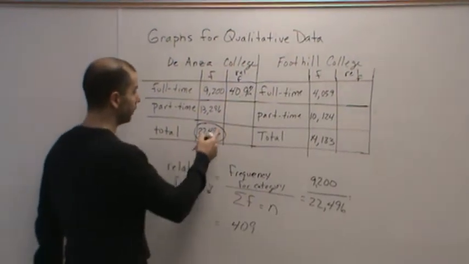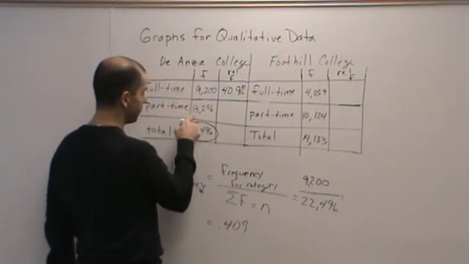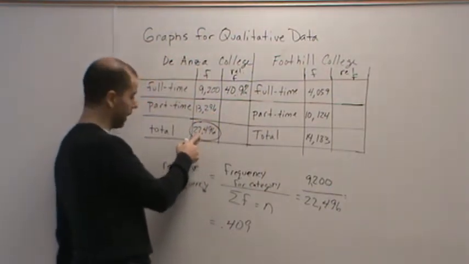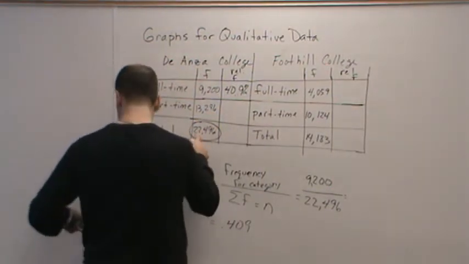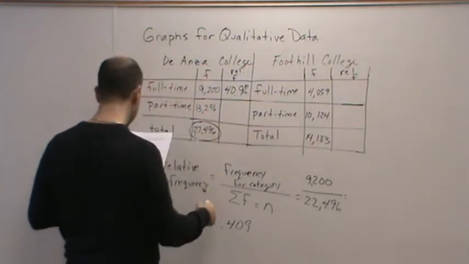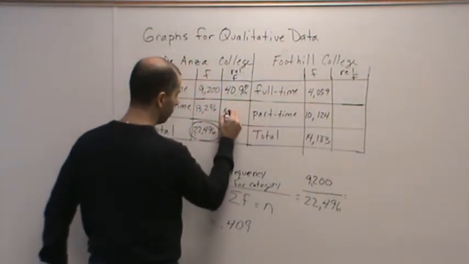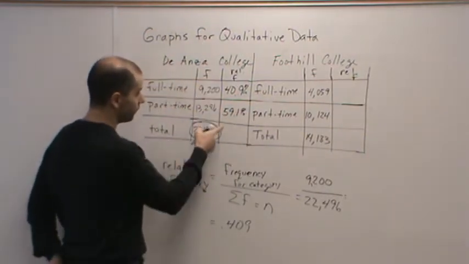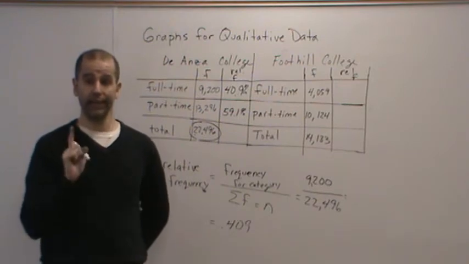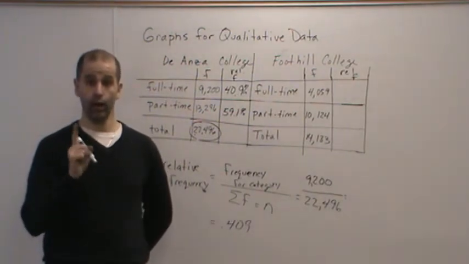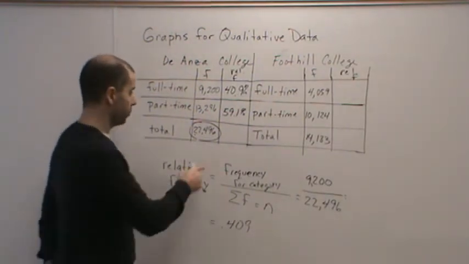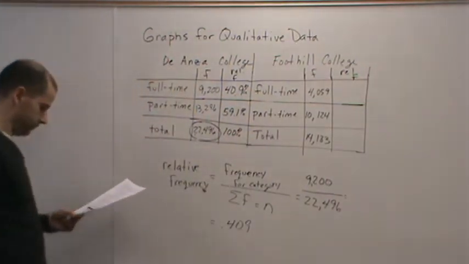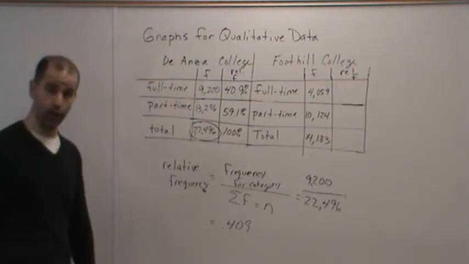And so to get the relative frequency for the part-time, you just take 13,296 divided by 22,496, and we get 0.591, or 59.1%. And notice that the relative frequencies should always add up to 1 or 100%. Okay? So notice that this does add up to 100%. And it should always add up to 100%.